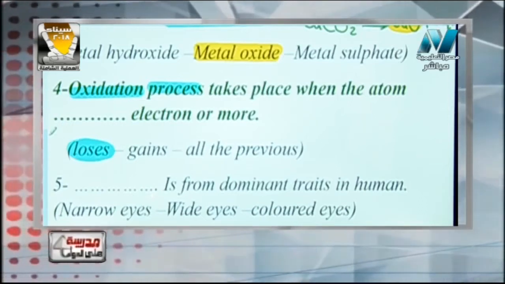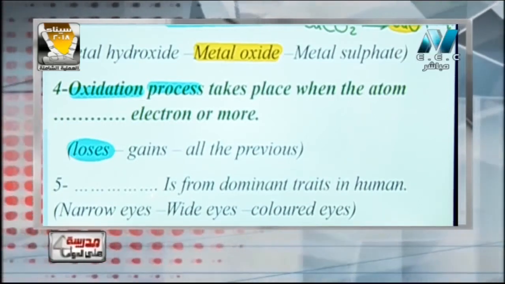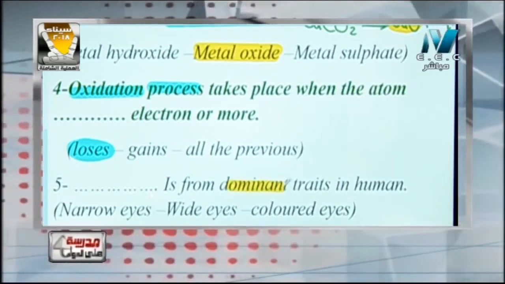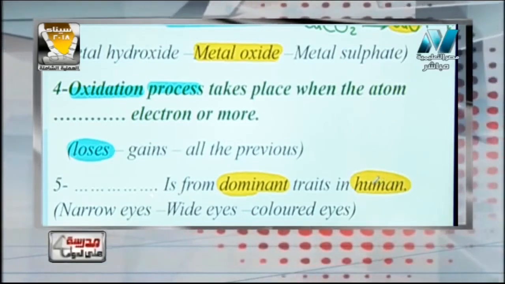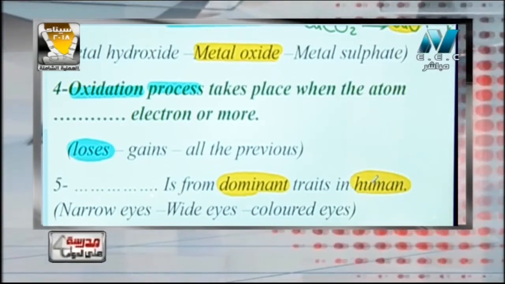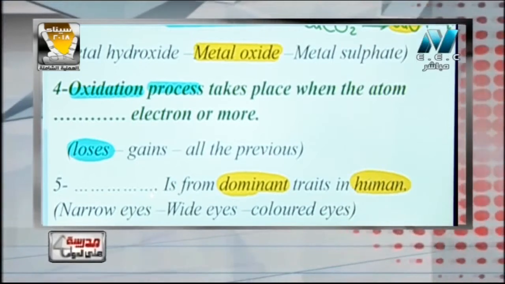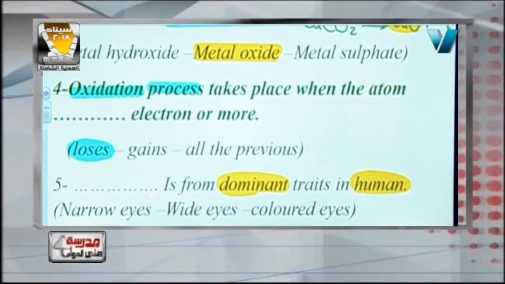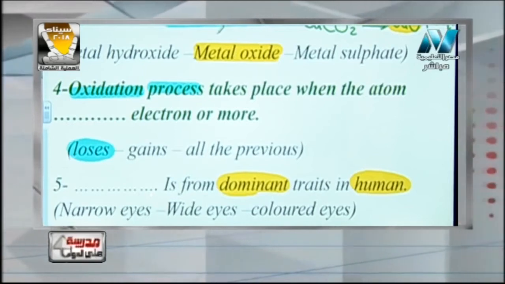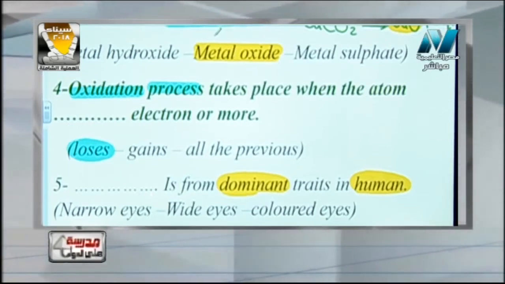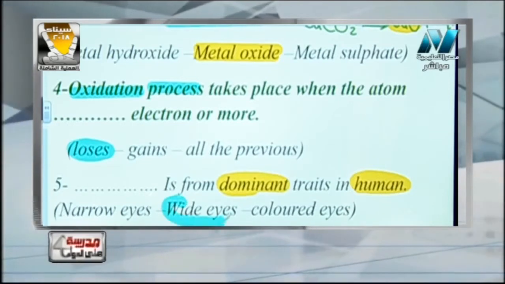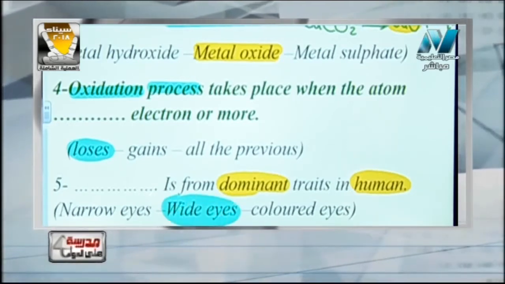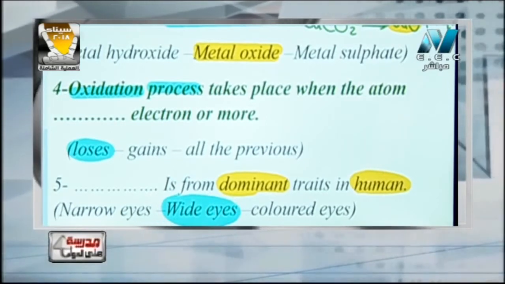Number 5 is from dominant traits in human. We talk about dominant traits in what? In human. We have narrow eyes, wide eyes, or colored eyes. We remember the colored eyes is what? Recessive trait, and narrow eyes is a recessive trait. So we talk about dominant trait in human, so we talk about wide eyes.